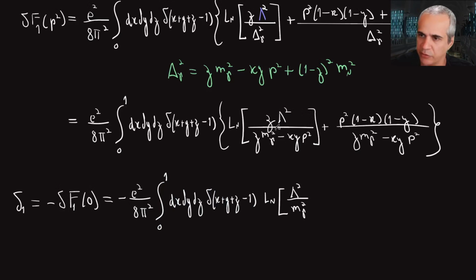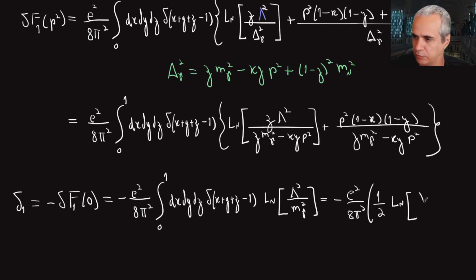You see the two scales are here, right? The ultraviolet and the infrared scale. And this is an integral that is fairly easy to calculate. It's just a factor 1/2 since I eliminate all the dependence on the Feynman parameters. This is just e square over 8 pi square times half of the log of lambda square over m gamma square, right? So I have a counter term now.